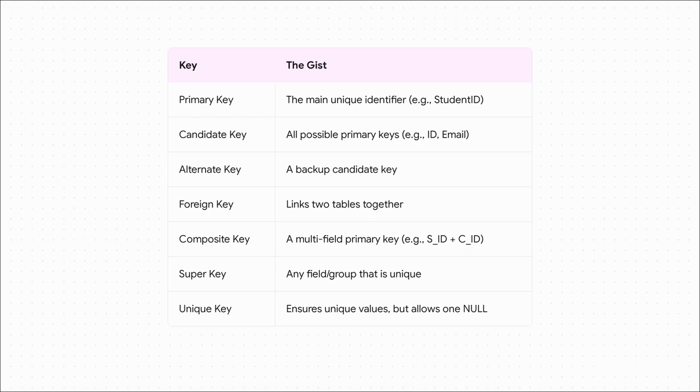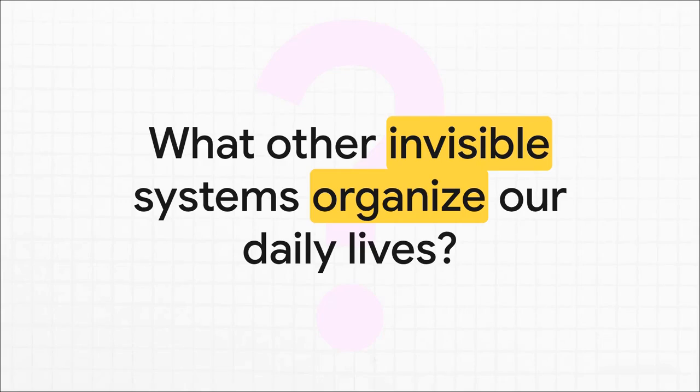This entire elegant system is what keeps our data lightning fast, super reliable, and always accurate. From your bank to your Netflix queue, these 7 keys are working 24/7 behind the scenes. They're what bring order to all that digital chaos. And that's the real takeaway here. This isn't just about databases, it's about structure, which really makes you think, what other invisible systems are out there quietly organizing the world around us every single day?